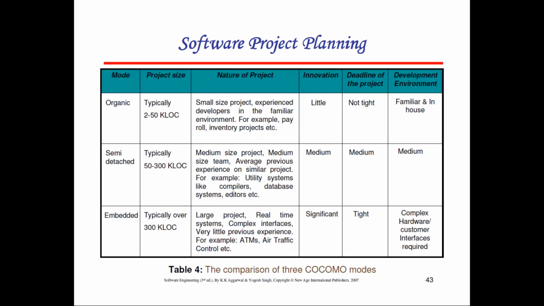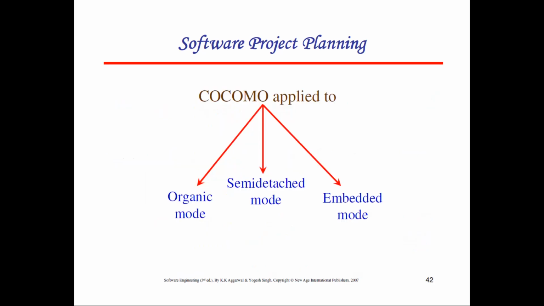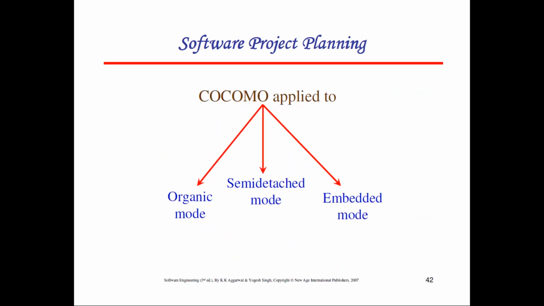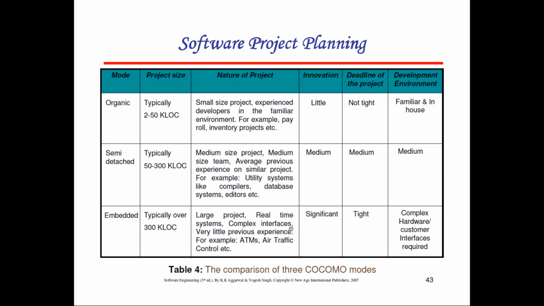Now, yeah, I was talking about organic, semi-detached, and embedded. There are three types of projects where I can apply the COCOMO model. That means in the entire range of projects I can apply it, small projects as well as bigger ones. Organic will have 2 to 50 KLOC, and it is little innovative. These are small projects. Semi-detached is somewhat medium. Then embedded is a large project which requires very tight scheduling and very high innovation, with complex hardware.